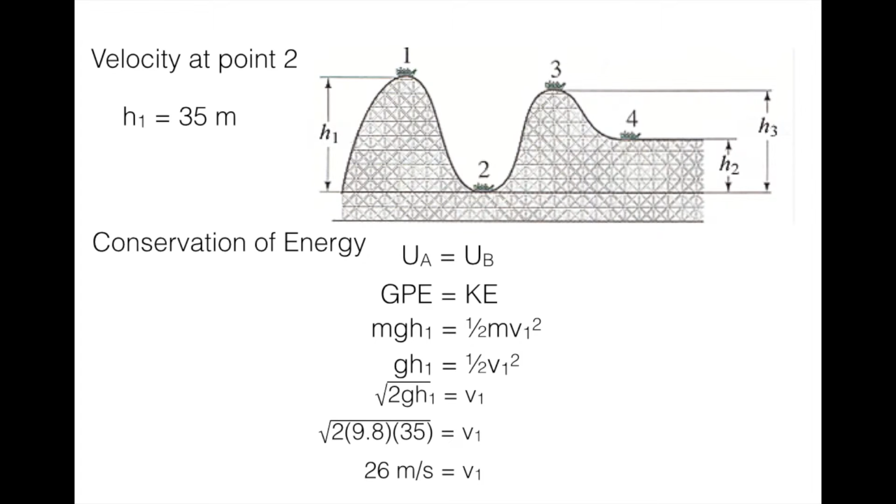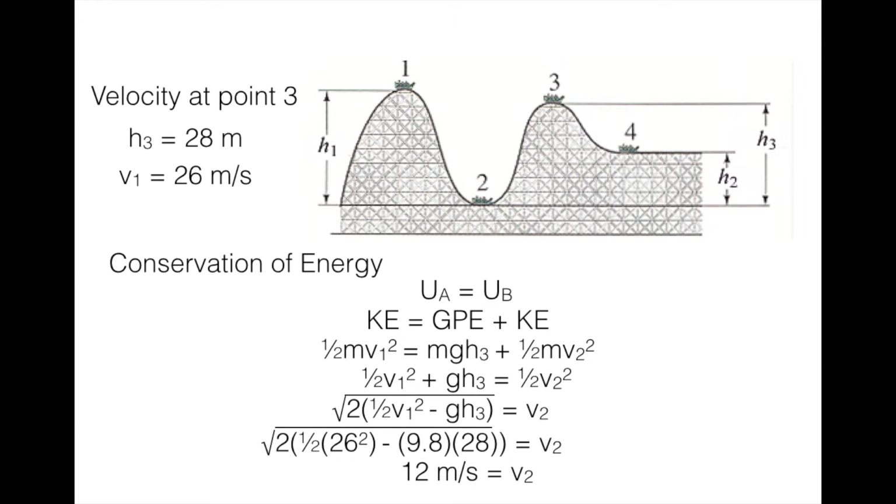Moving on to the velocity at point 3, we know we need h3, the height at point 3, so that's 28 meters, and we know we need v1 in this equation, which we just found, so that's 26 meters per second. So again, conservation of energy problem, we make the statement U_A is equal to U_B, but this time the car is starting with kinetic energy from point 2, and it's ending with both gravitational potential energy and kinetic energy as it reaches the top of the hill at point 3.